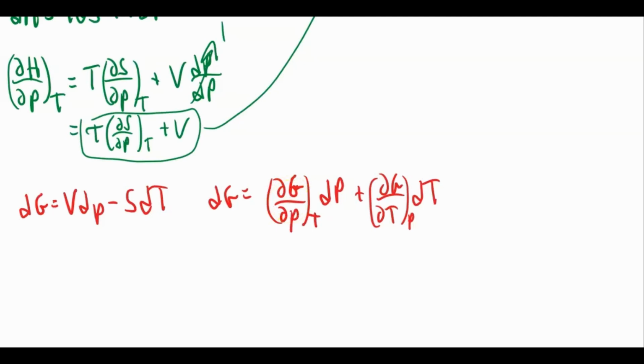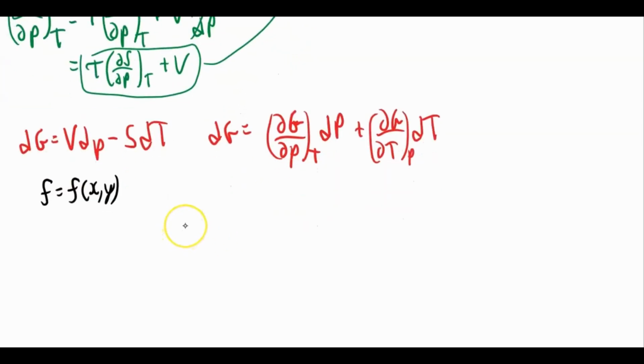And the math trick is that the order of partial derivatives doesn't matter. So let's say you have f, and f is a function of x and y. Okay? So it's a function of two variables. Well, we can take the derivative of f with respect to x, and we can also take the partial derivative of f with respect to y.